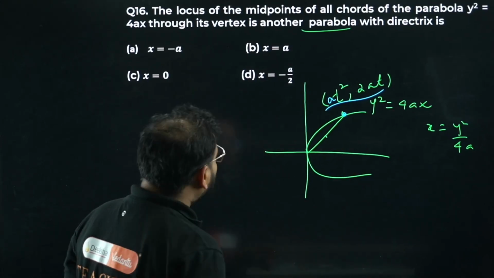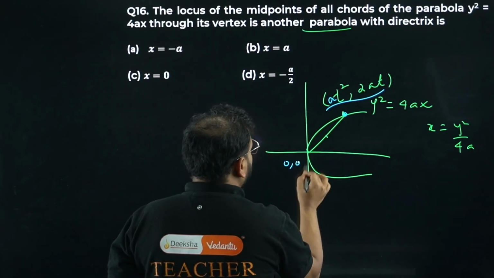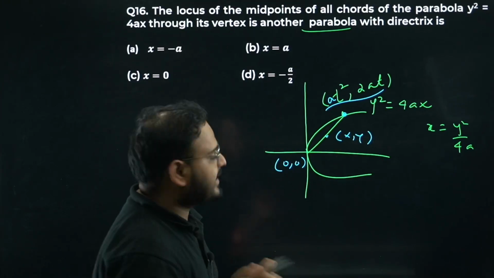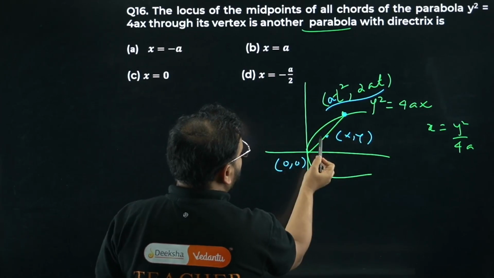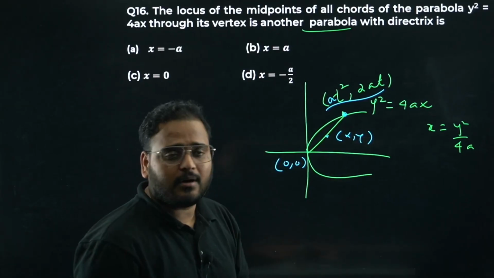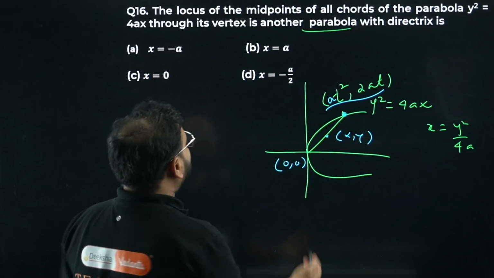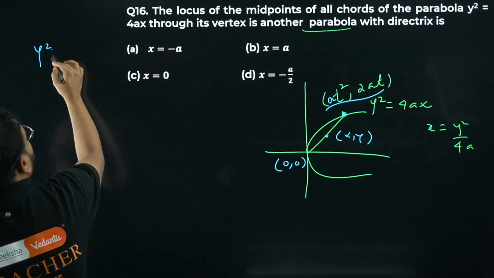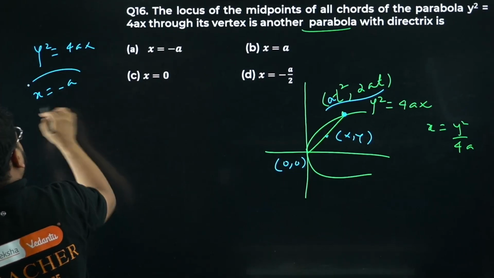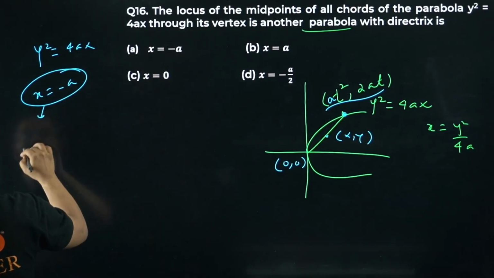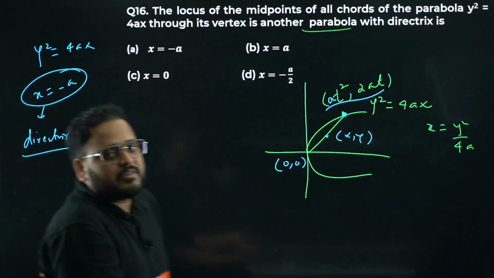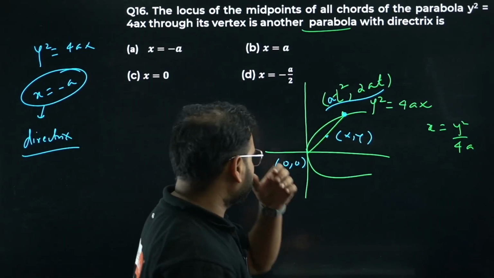We're looking for the midpoint of that, where the vertex is 0, 0. If you take the locus of this midpoint, you'll also get another parabola, but we have to find its equation. Then we can get the directrix, because for the parabola y square equals 4ax, the directrix is x equals minus a. But if I don't have the equation of the parabola, how do I get the directrix equation? So I have to get that out.